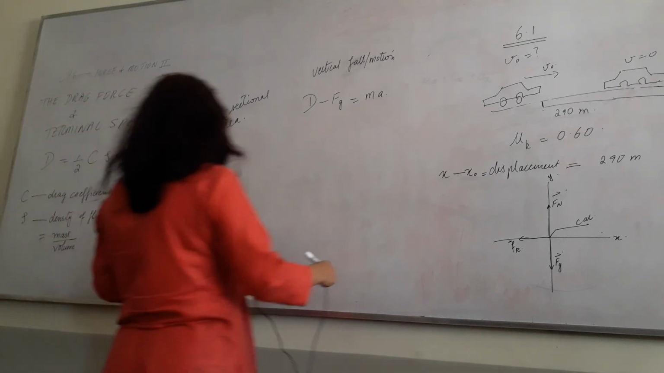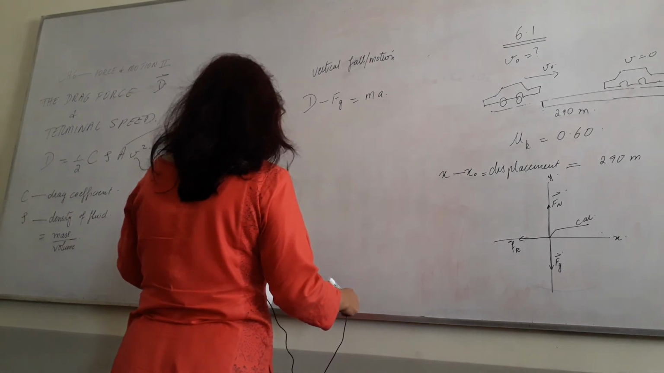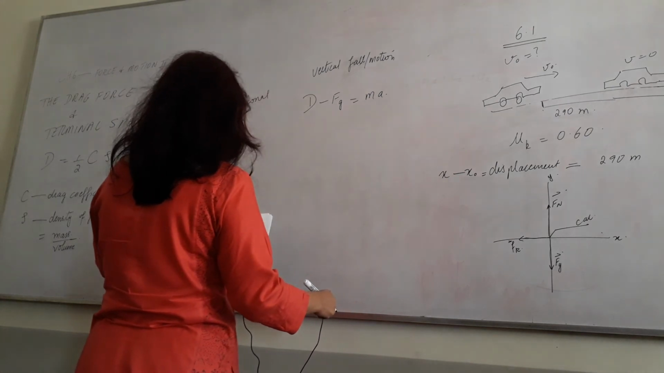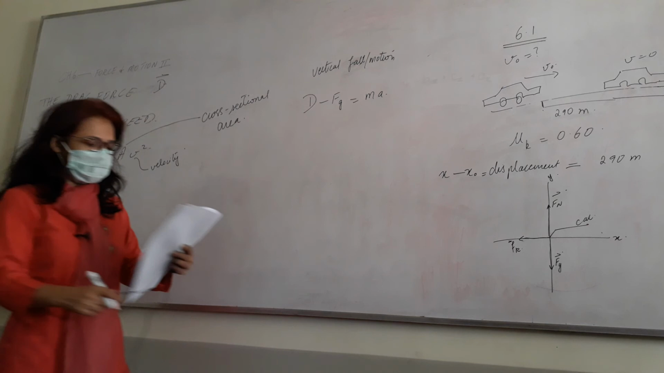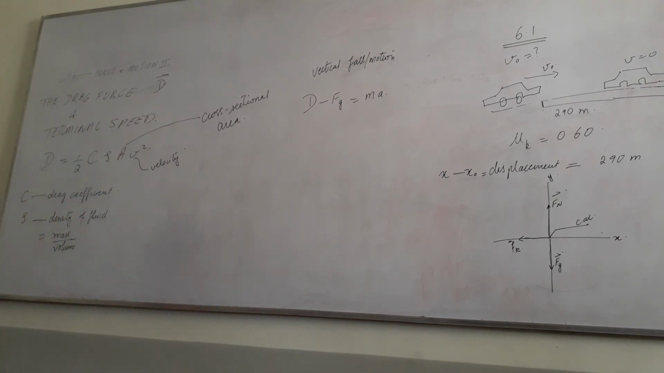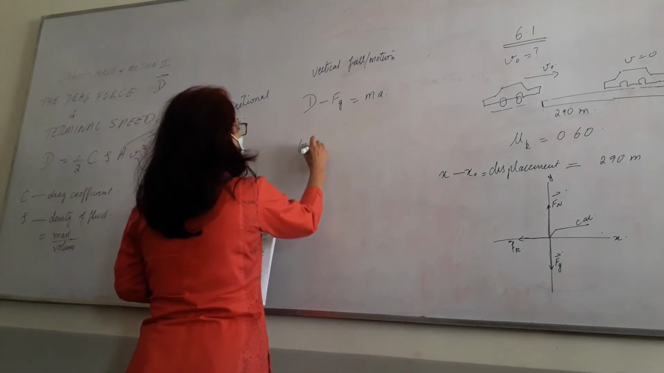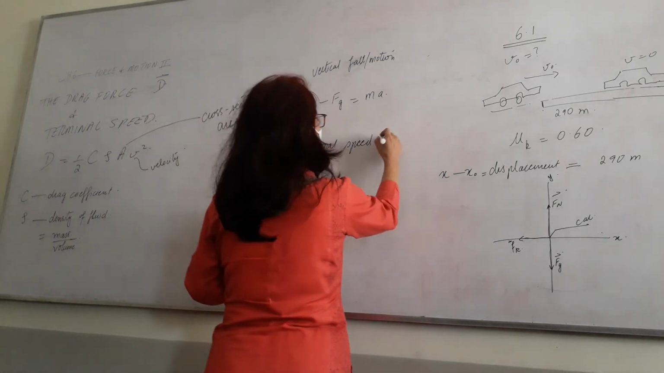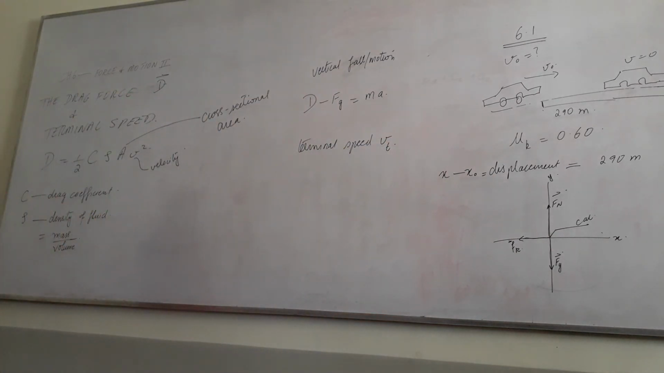Okay. So, you know that if the body falls long enough, D eventually equals Fg. This means that a is equal to 0 and the body's speed no longer increases. So, during the motion, there comes a stage when D becomes equal to Fg, and it means the acceleration becomes 0. It means the body starts moving with a constant velocity, and that constant speed is called terminal speed Vt. So, terminal speed is the constant speed that is achieved when D is equal to Fg. So, this is called Vt, terminal speed.